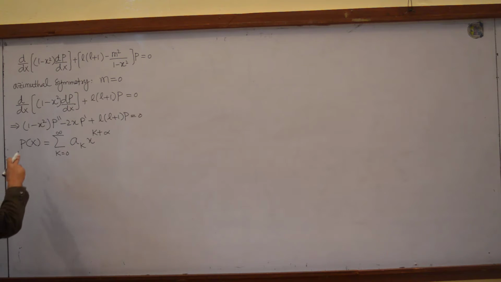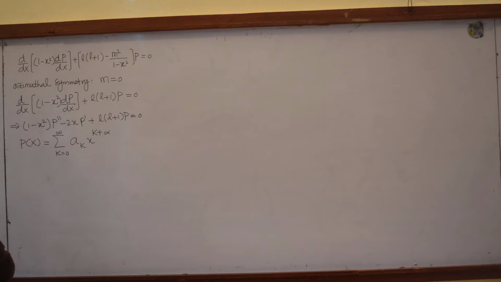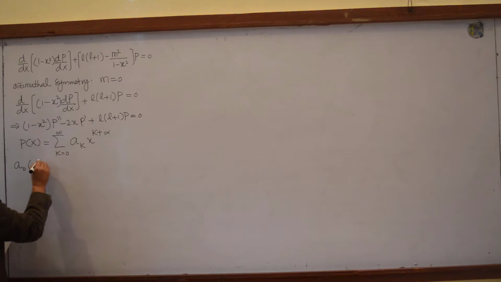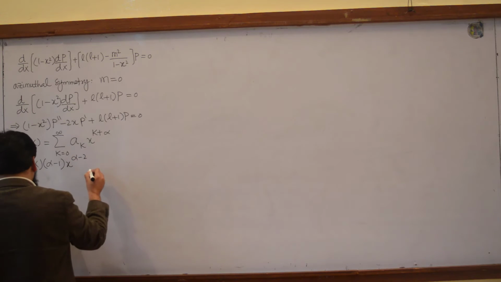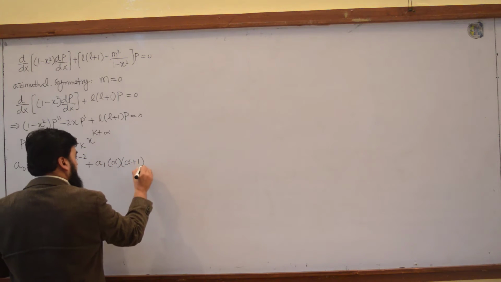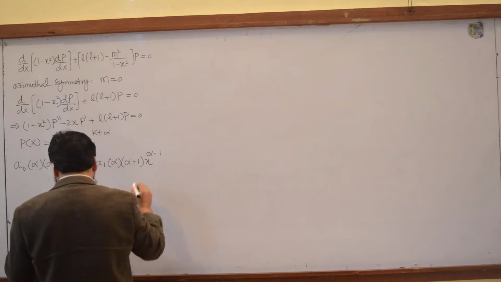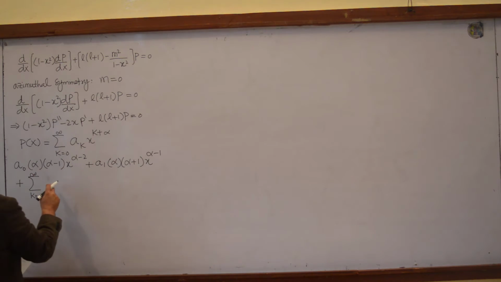If we consider this as the solution, then by finding P prime and P double prime and putting all of this into the equation, we got the first two terms: a0 alpha (alpha minus 1) x^(alpha minus 2), plus a1 (alpha plus 1) alpha x^(alpha minus 1), plus the rest of the terms written with k running from 0 to infinity. So these were the first terms.